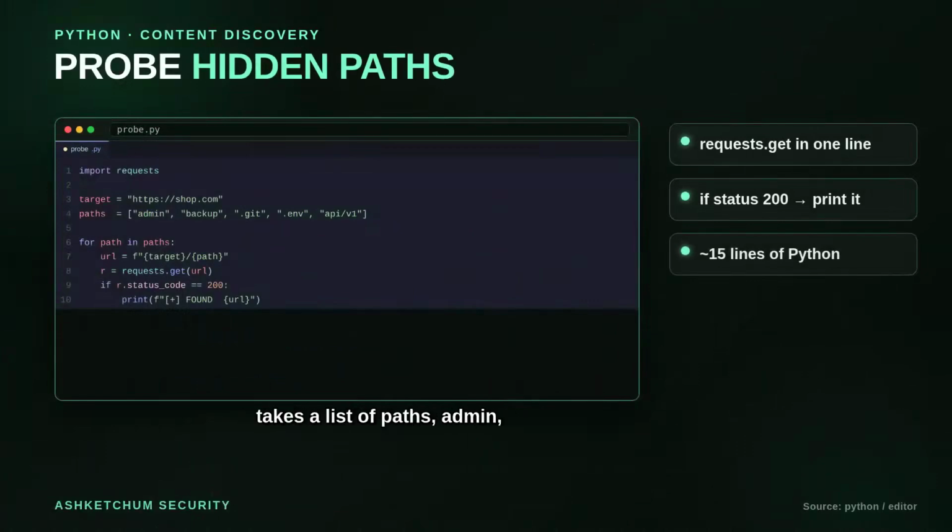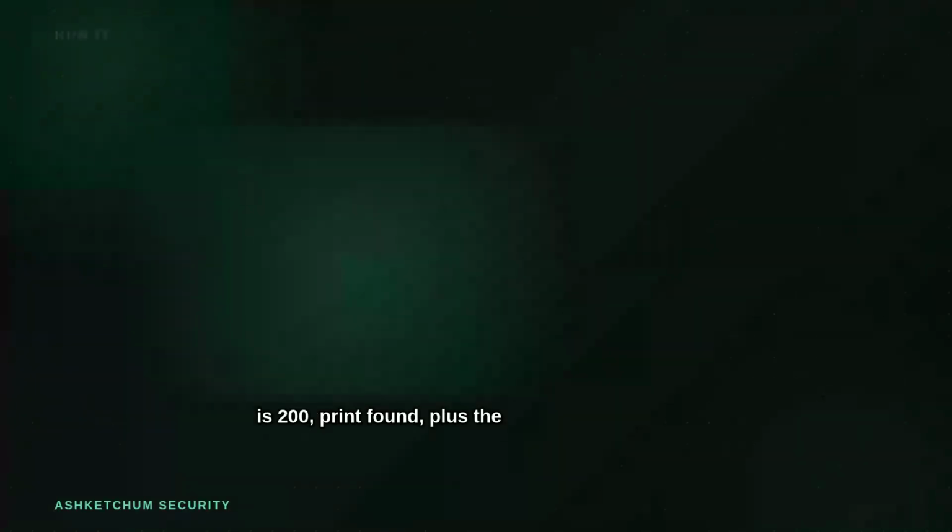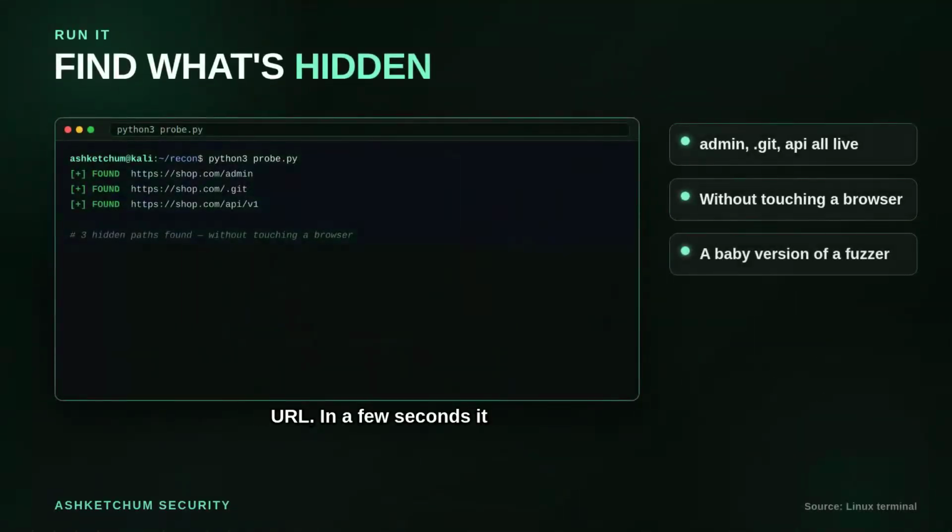Here's a script that takes a list of paths, admin, backup, .git, .env, and requests each one against a target, printing only the ones that come back interesting. Loop over the paths, do a requests.get for each, and if the status code is 200, print "found" plus the URL. In a few seconds, it quietly tells you which hidden paths actually exist, instead of you typing each one into a browser. That's a content discovery script, a baby version of the fuzzers you'll use later, and it's maybe 15 lines of Python.